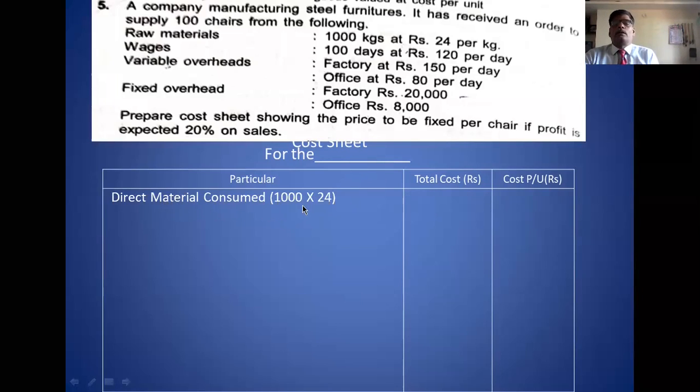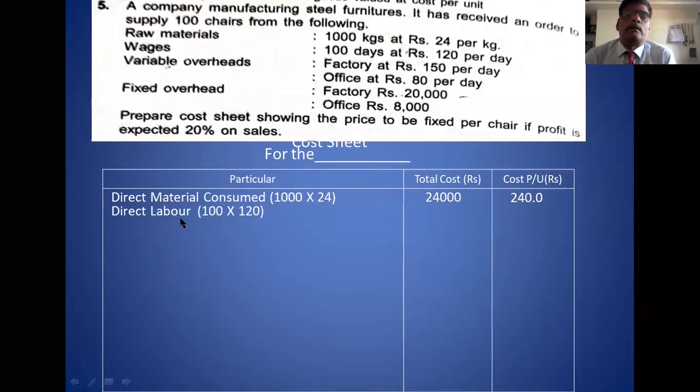Direct material required is 1000 kg. Rate per kg is 24. Multiply this and you will get the 24,000 material cost. Okay. 24,000 material cost you require to manufacture 100 chairs. So you divide by 100, you will get the material cost per chair.